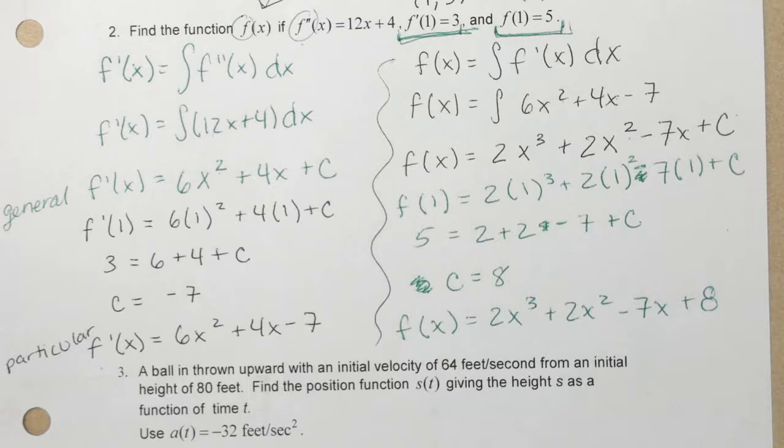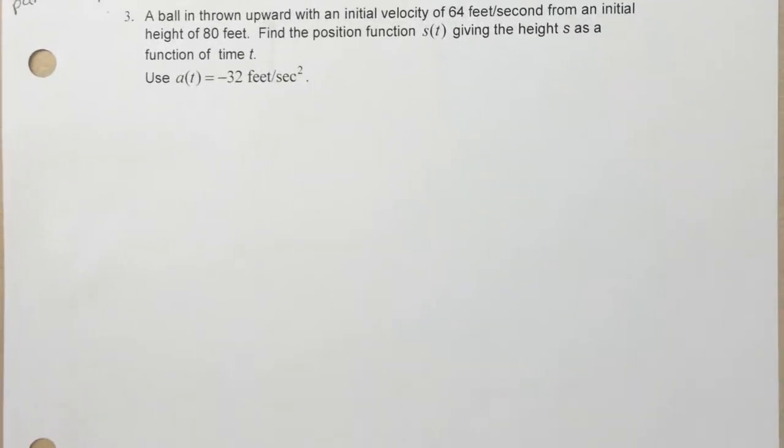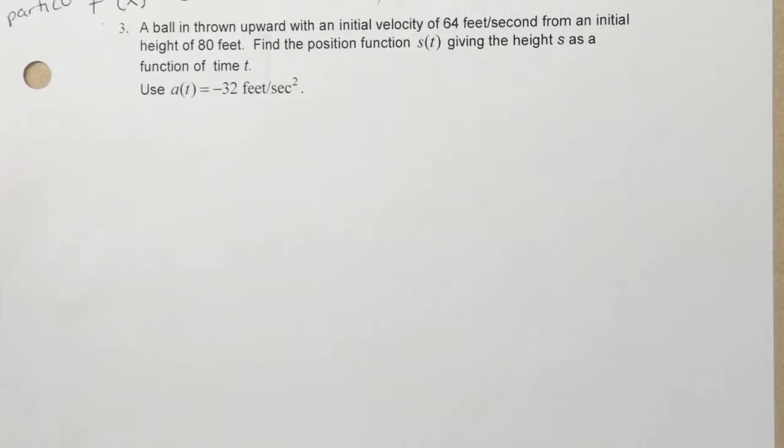Now this last problem is very similar, except now it is bringing you into a real-world situation. So a ball is thrown upward with an initial velocity of 64 feet per second from an initial height of 80 feet. We want to find the position function, s of t, given the height s as a function of time t. And it gives us the function a of t, which we know is acceleration, is equal to -32 feet per second squared.